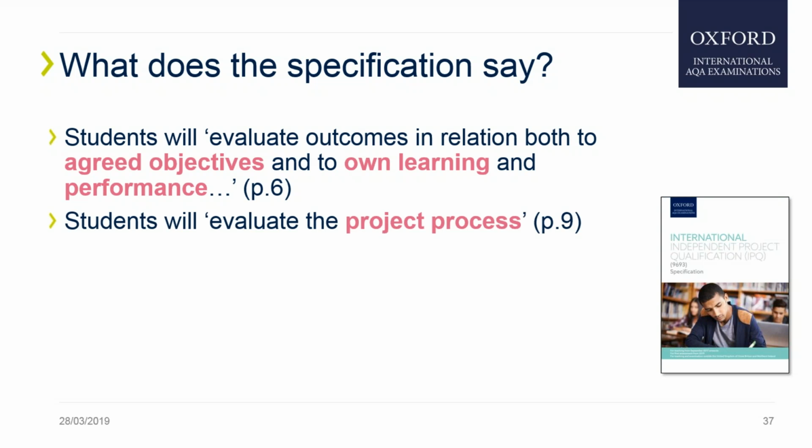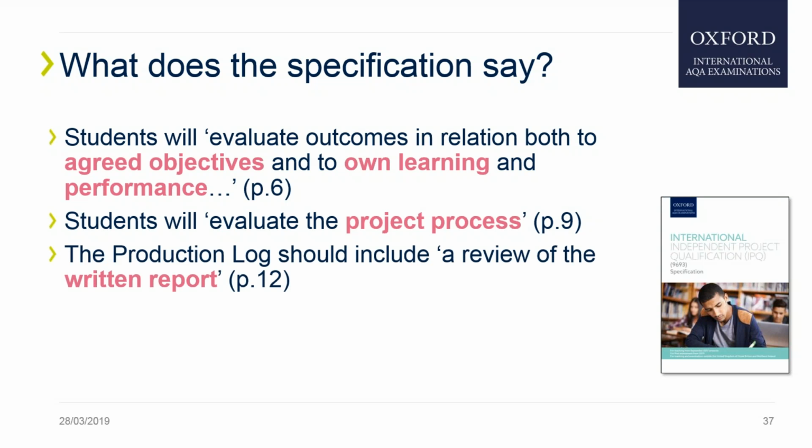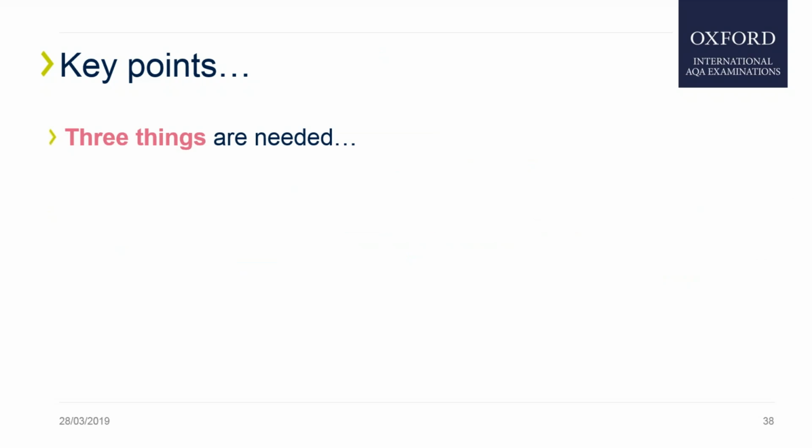Students will evaluate the process, the project process that they go through, so deciding on aims and objectives, planning, researching, and so on. The production log should include a review of the written report. Oh, by the way, what I've done here is I've gone through the specification and just pulled out for you all the key parts that relate to this aspect of the process. So it should include a review of the written report as well.